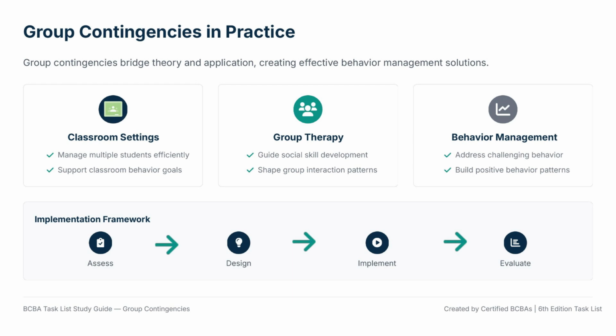Group contingencies effectively manage behavior in classrooms by supporting behavior goals and efficiently handling multiple students. In group therapy, they guide social skill development and shape interaction patterns. For behavior management, they address challenging behaviors and build positive patterns. Implementation involves assessing, designing, implementing, and evaluating strategies to ensure success. This ensures that the intervention is both effective and ethical.